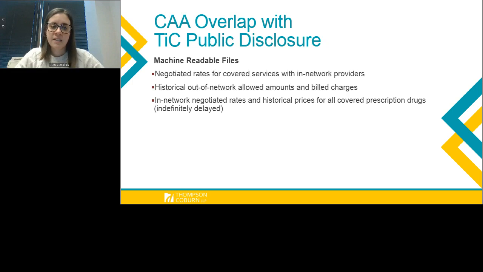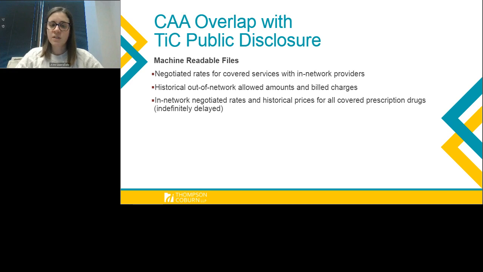Next, we're looking at the Consolidated Appropriations Act requirement for public disclosures, the requirement for machine readable files, which is a public disclosure, and it sort of mirrors the transparency and coverage public disclosure requirement. Again, it's a set of 3 machine readable files, one for negotiated rates for covered services with in-network providers, one for historical out-of-network allowed amounts and billed charges, and one for in-network negotiated rates and historical prices for all covered prescription drugs.